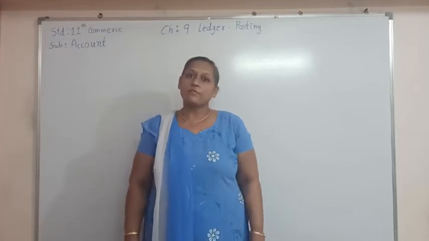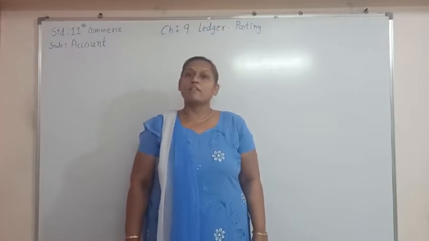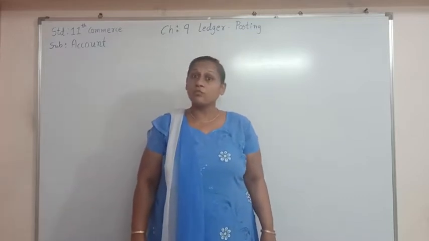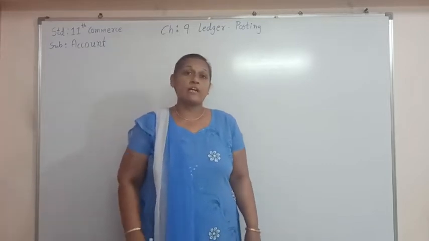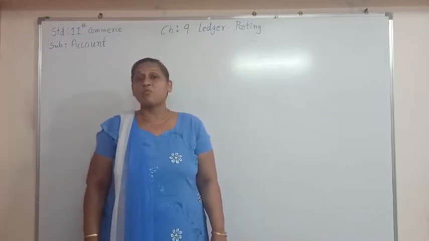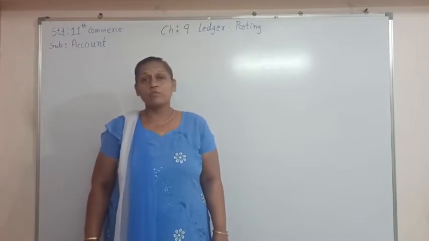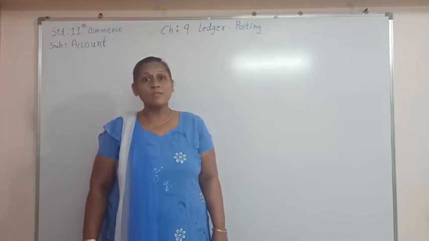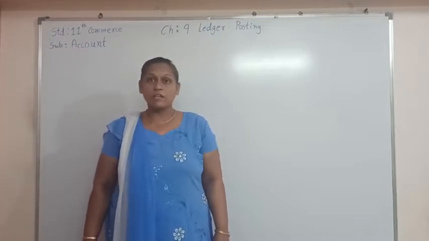Hello students, today we are going to see chapter number 9, Ledger and Posting of Standard 11 Commerce subject account. In our last chapters we have learned how to prepare journal from the transaction. If there are transactions of too much volume, then we have to prepare subsidiary books, and different subsidiary books we have already learned, that is subsidiary books for goods as well as cash book. So today in this chapter we are going to learn how to make posting from the journal as well as different types of subsidiary book.